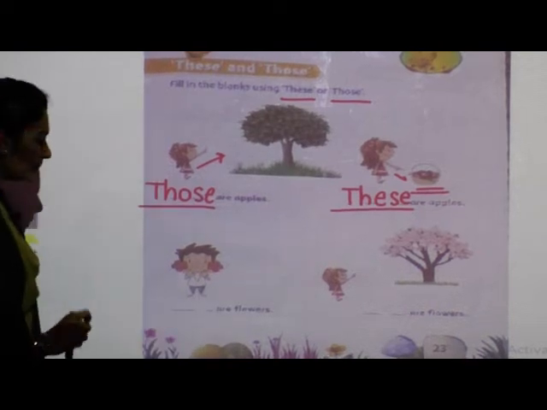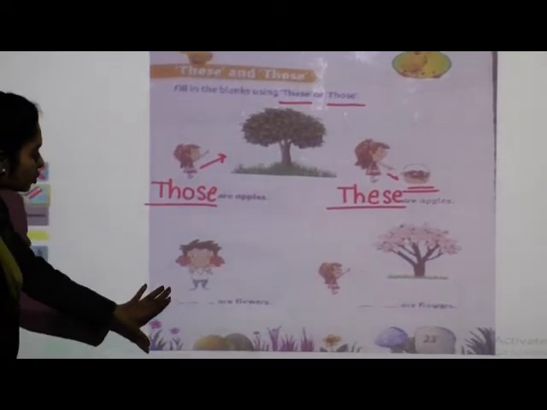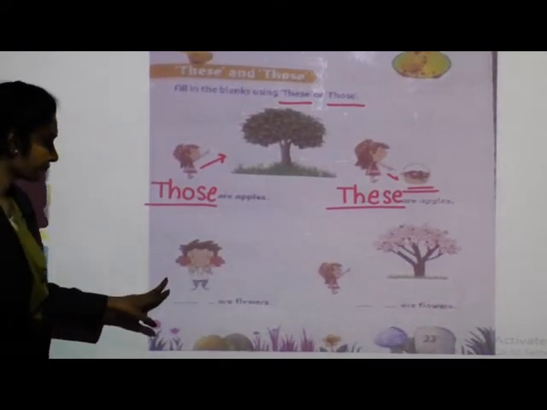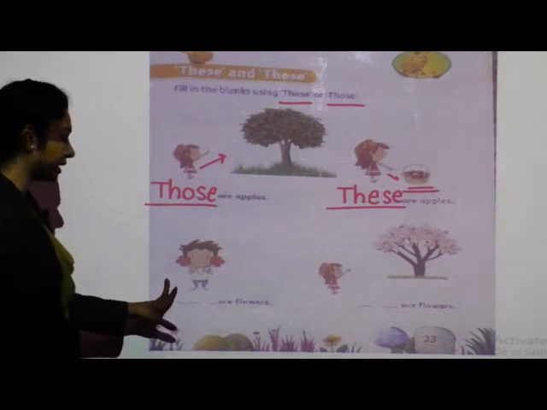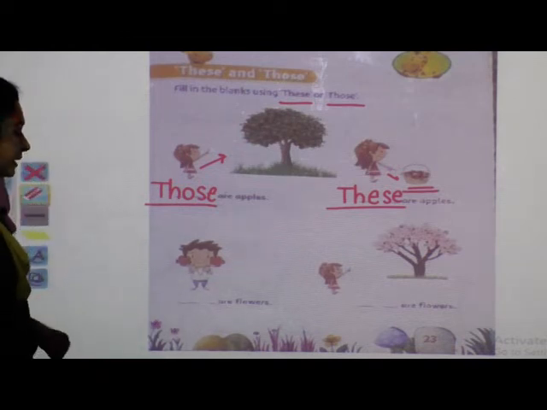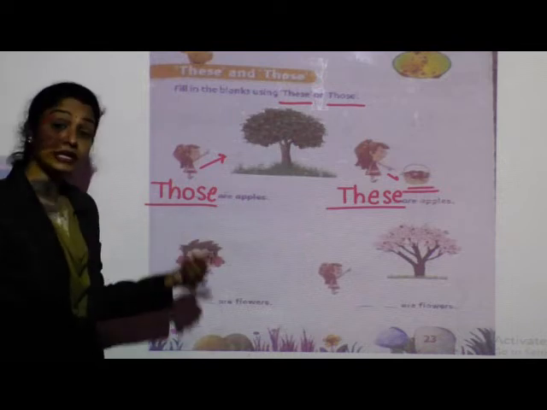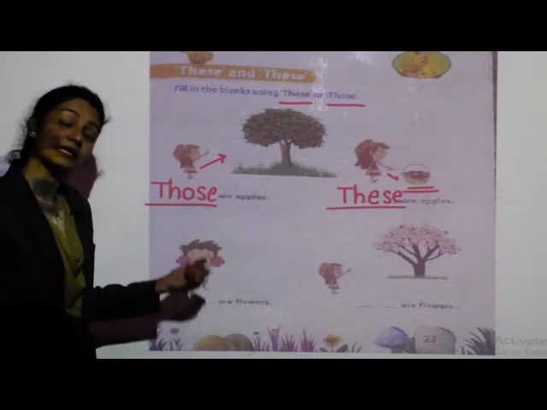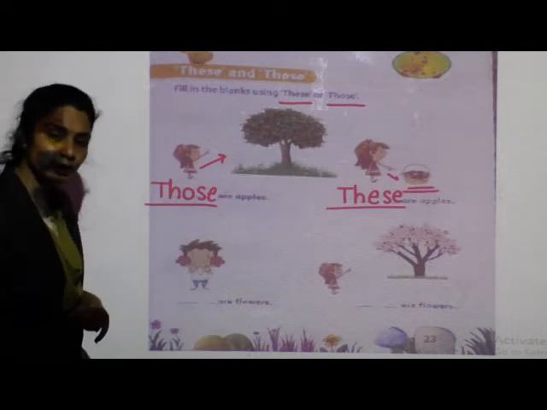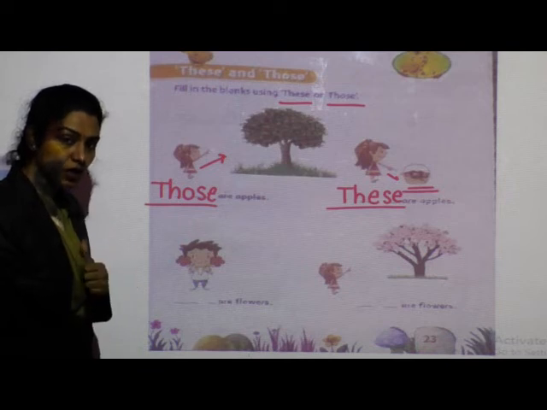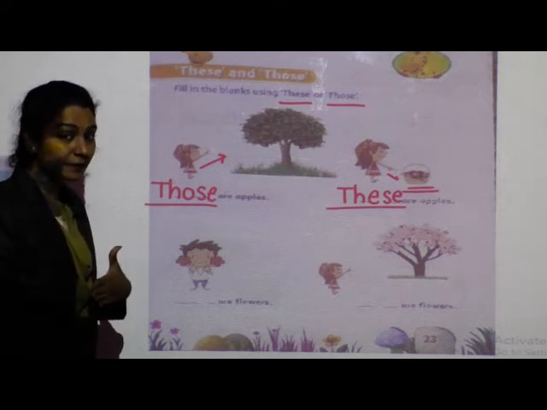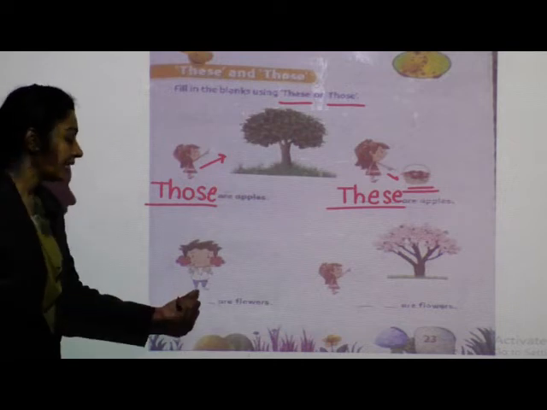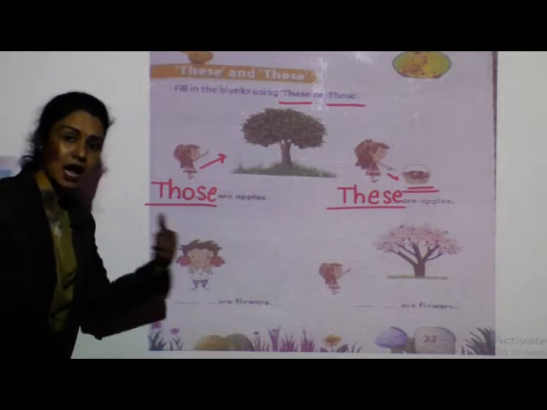Come to the next picture. Can you see, children, what he is showing? What is in his hand? Flowers or leaf? Flowers. Yes, very nice. So, children, tell me, are the flowers near or far to this boy? Near. So, what are we going to use here? These or those? चीजें हमारे पास में है, तब हमें क्या यूज करना है? Yes, very nice. These are flowers.